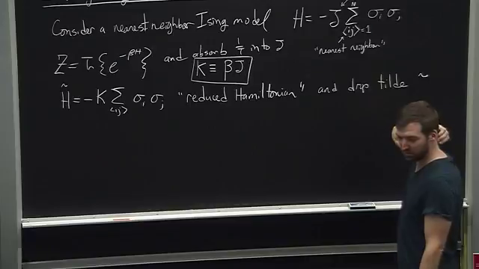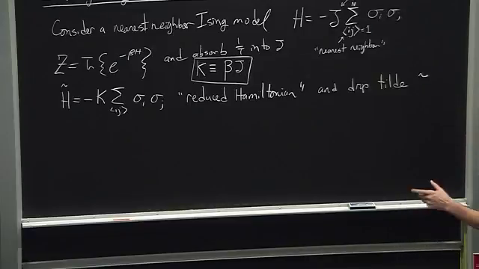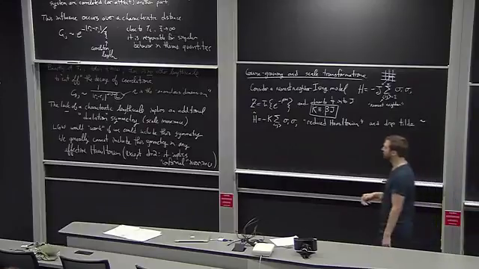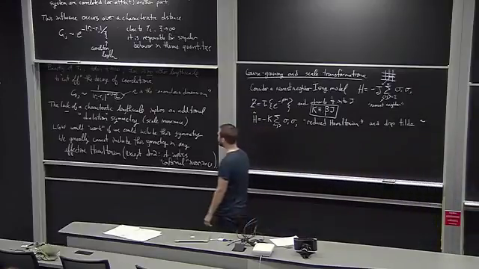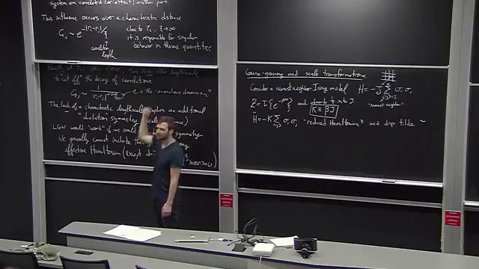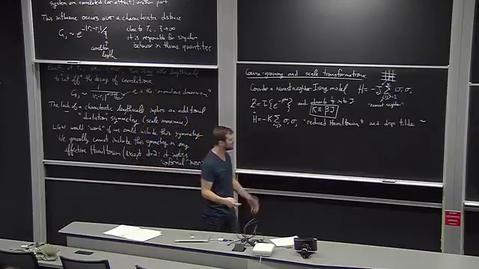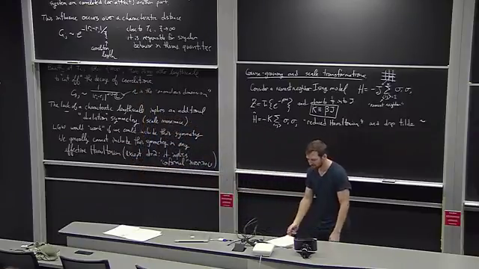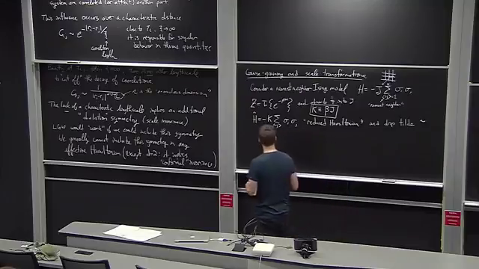spins are now interacting with length scale a, but let's assume that they're correlated with length scale ξ, the correlation length, which let's take to be much bigger than a. Okay? Or at least bigger than a.